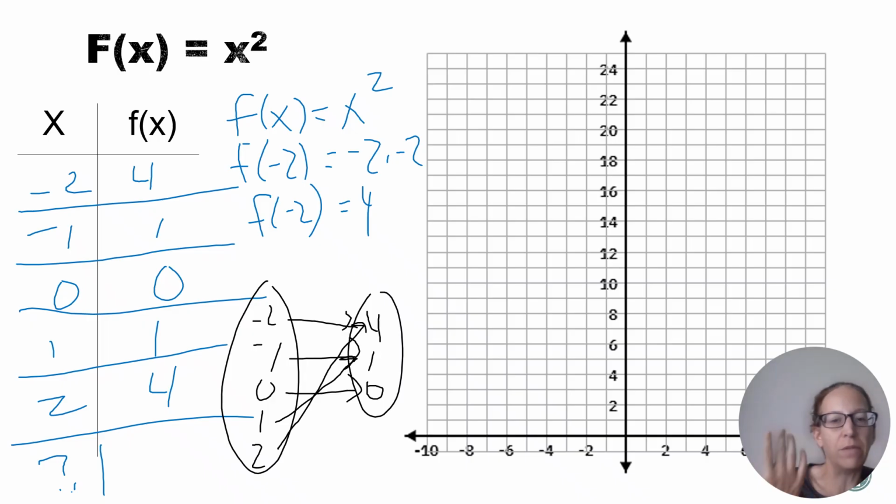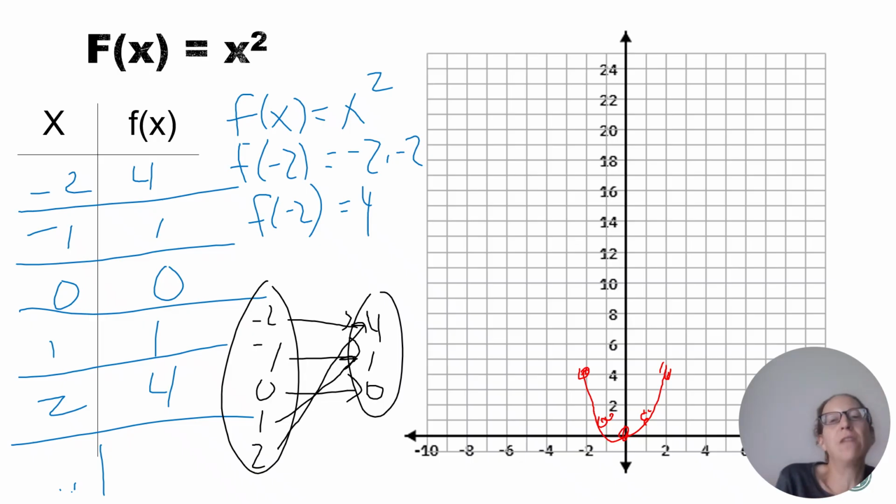So let's go and graph these ones. Whoops, my touch screen is not really behaving either. So we have the point -2, 4, which is right there. We have the point -1, 1, which is there. 0, 0, 1, 1, and 2, 4. So you can see it basically looks like it's curving like that.